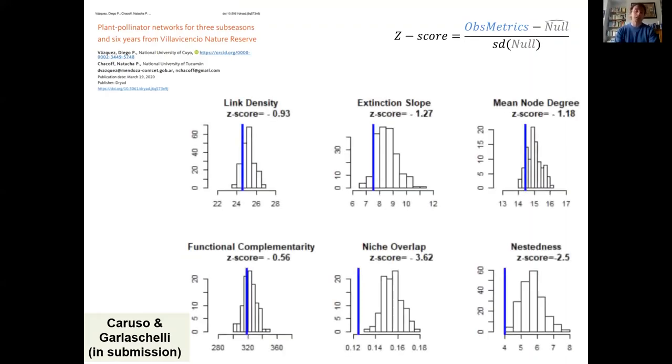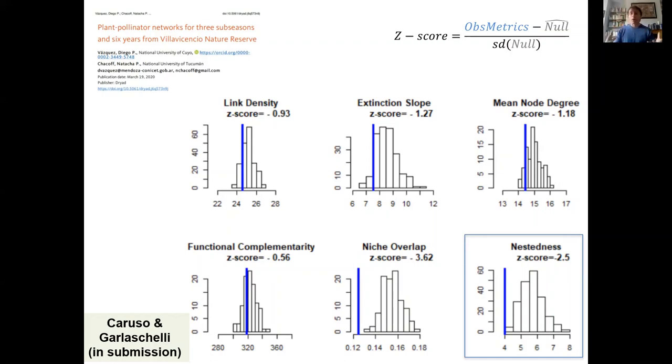And I've done this for a bunch of metrics. And so this is what we got. For example, this is link density, which is the density of linkage for every particular species. You can see that the blue line is the real network, and my ensemble can perfectly replicate that particular property. And the extinction slope as well, and the mean node degree as well. So for many metrics, the ensemble of networks I could construct is a very good representation of the observed network, and in fact describes all possible variation in the real network. For other metrics like nestedness, you can see that the z-score is quite far away from the null distribution, which means there is a significant difference between the real network and the null distribution.